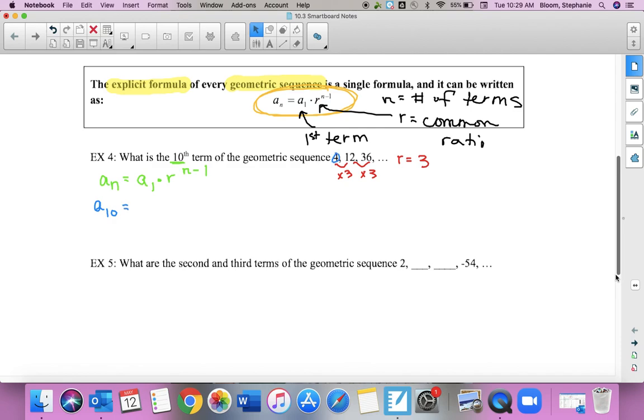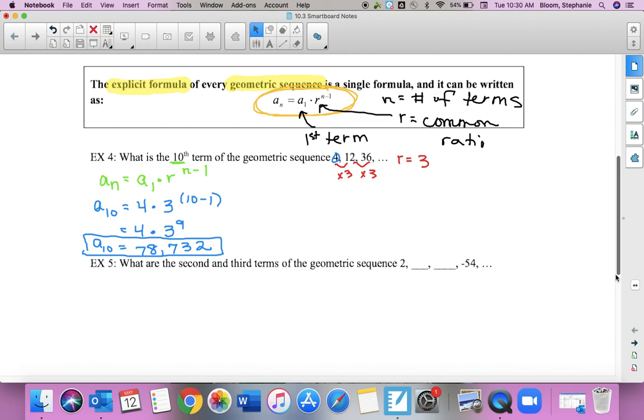My A of 1 is 4. My R is 3. And the number of terms that I'm wanting are 10 terms. So I'm doing 10 minus 1. So I would do, and remember, order of operations, make sure you do this first. So 3 to the 9th on your calculator and then times 4 would be 78,732. So my 10th term in that sequence would be that.